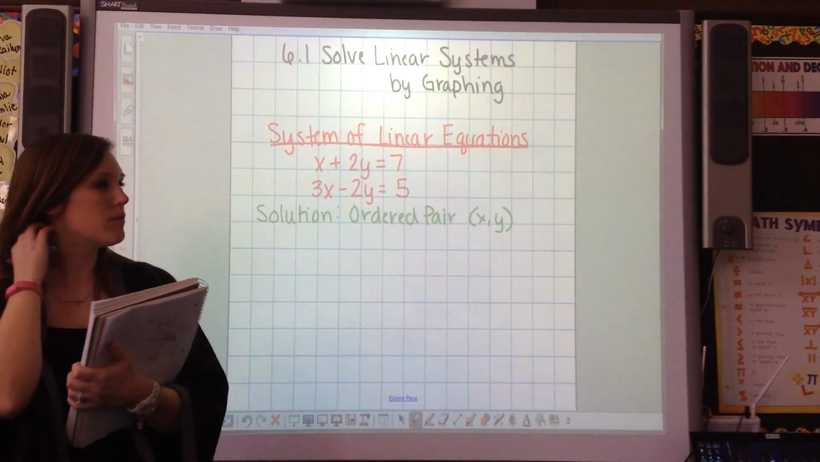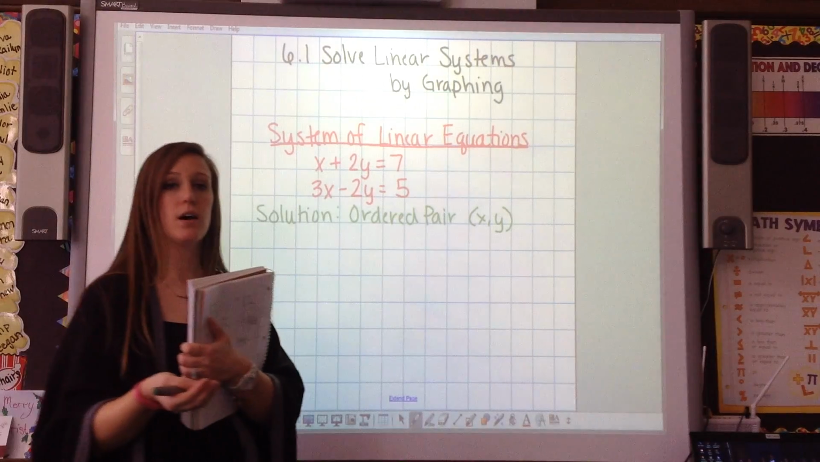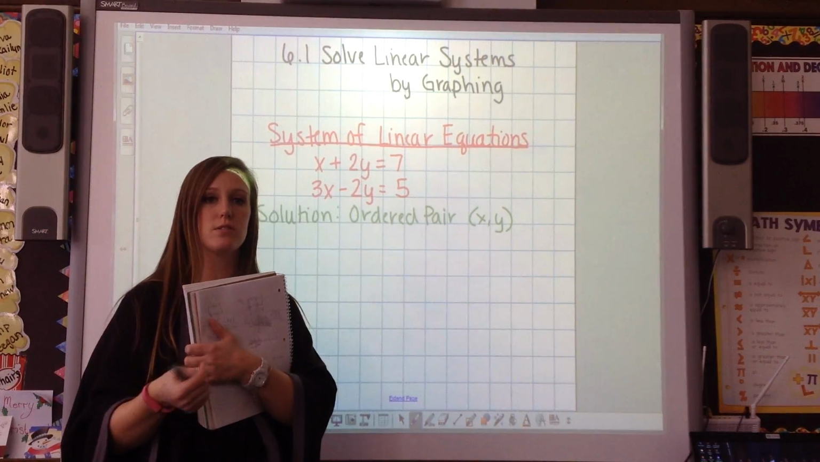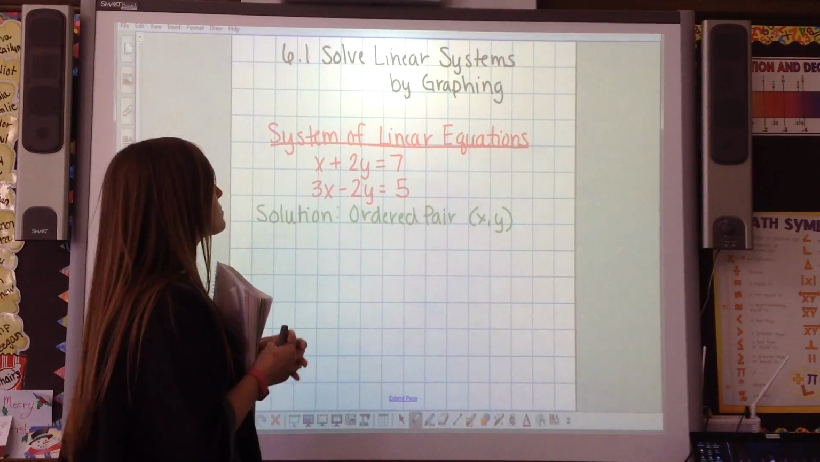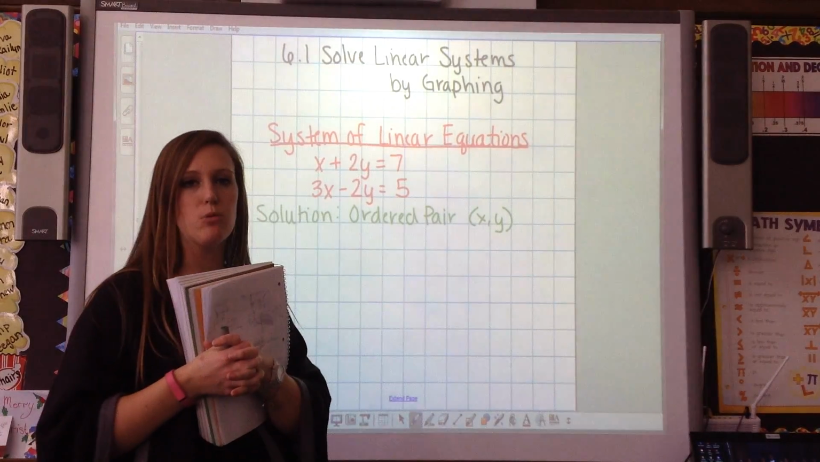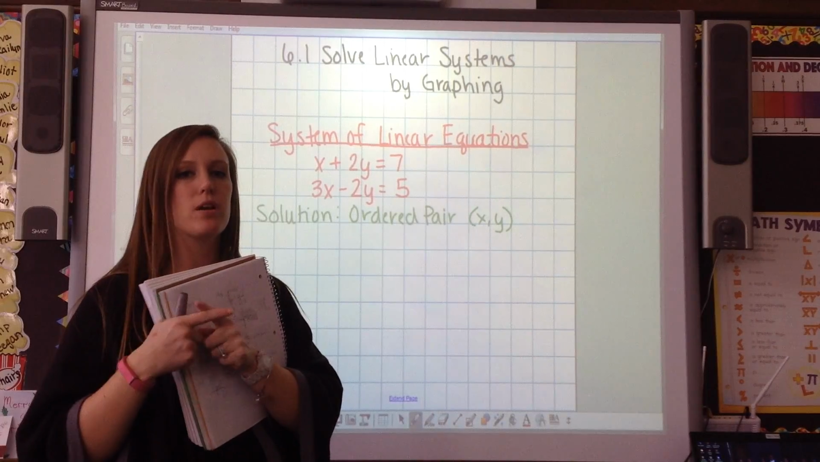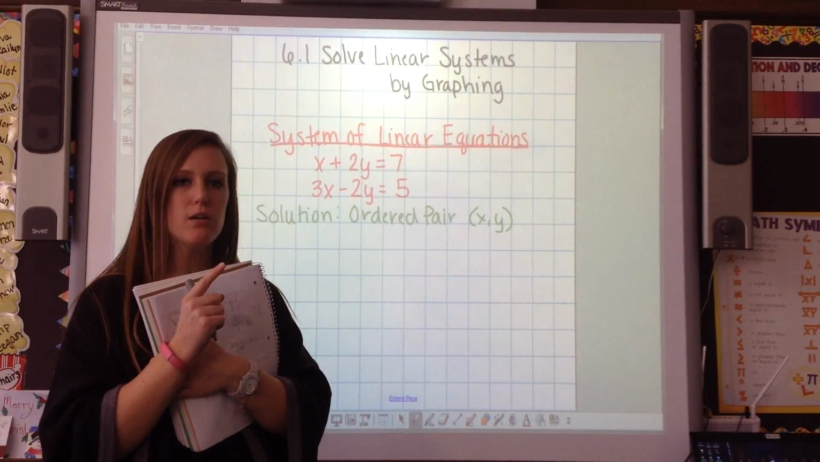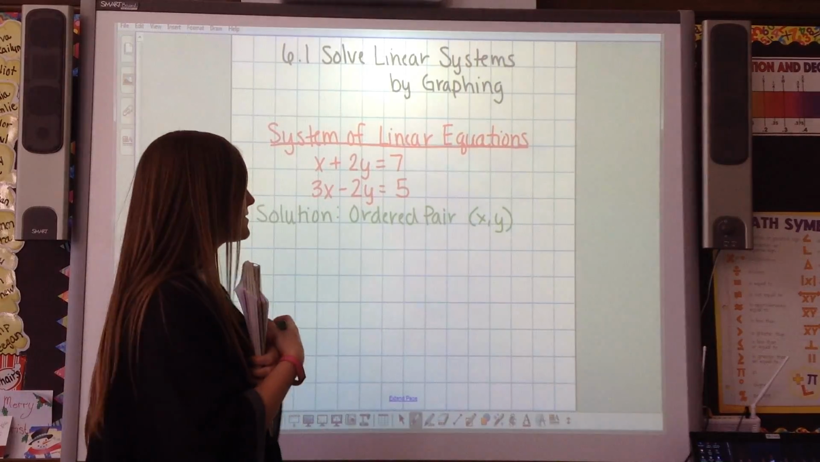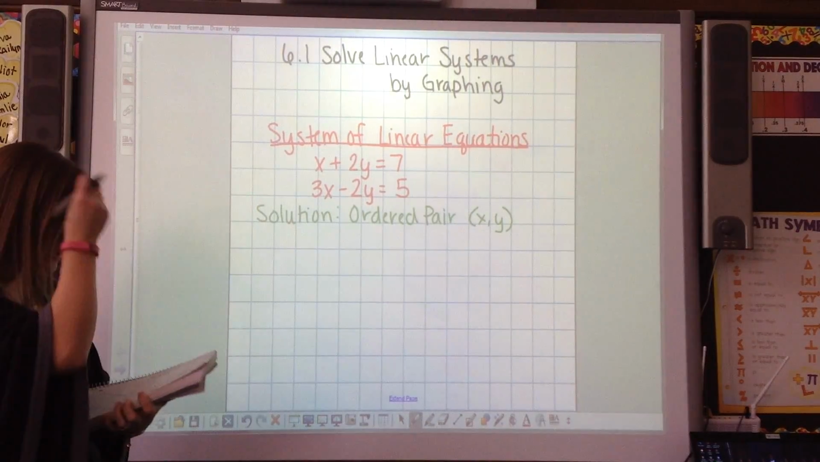Again, there are going to be 3 different ways to solve a system of linear equations or a linear system. The first way we're going to learn is by graphing. So what's going to happen is we're going to graph both equations on the same coordinate plane, and we're going to check to see where they intersect. Wherever they intersect, that's going to give you an ordered pair, an x and a y. That's going to be your answer. So let's give this a try.